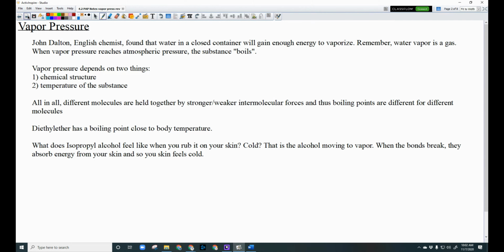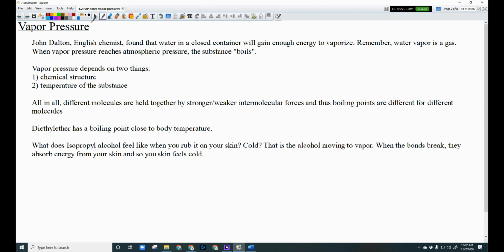So when the vapor pressure of a substance reaches the atmospheric pressure, then the substance boils. And vapor pressure depends on two things: the chemical structure and the temperature of the substance. All in all, different molecules are held together by stronger or weaker intermolecular forces. So that's the forces between the molecules, and that's what holds them in the liquid state. So boiling points are different for different molecules because they have different forces that are holding them together in the liquid state.